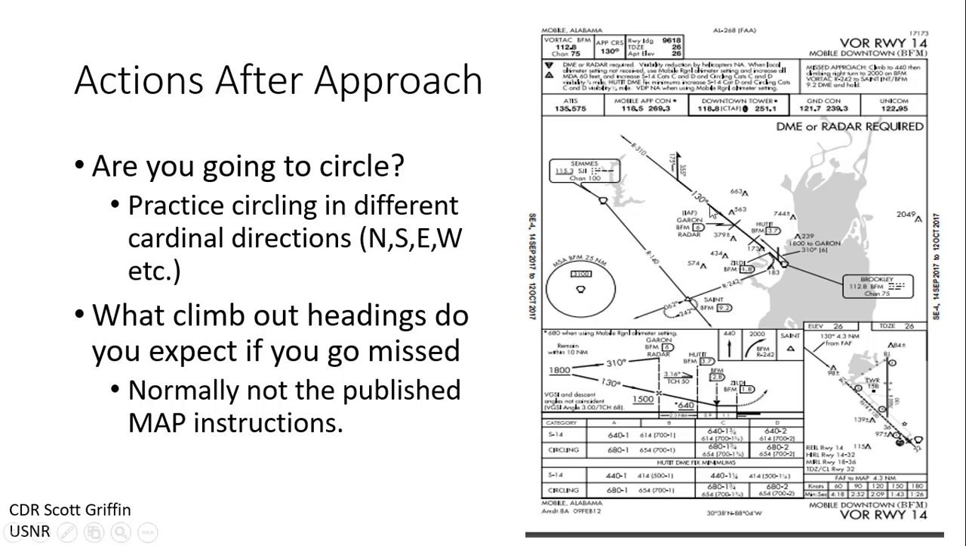So let's just say I did this missed off of the VOR 14. Well, Mobile's over here. They're probably going to turn me away from the field, so they're probably going to give me a 040 heading outbound at probably 1,800 or 2,000 feet. Then they're going to give me a downwind of like a 310, to a base leg of, I don't know, what is that, 230, to a dog leg to final 180 to intercept the final approach course.